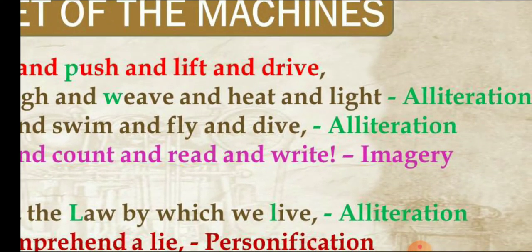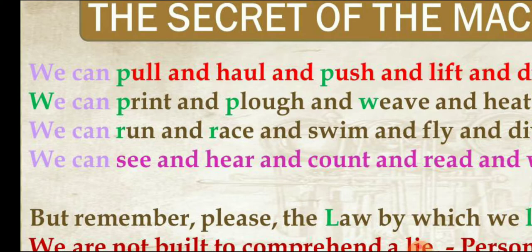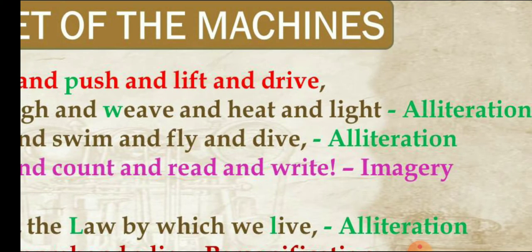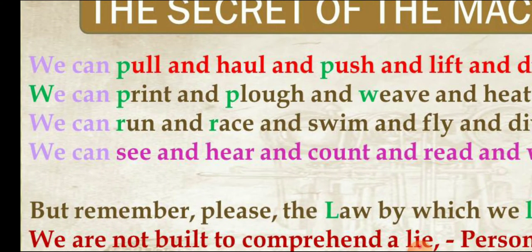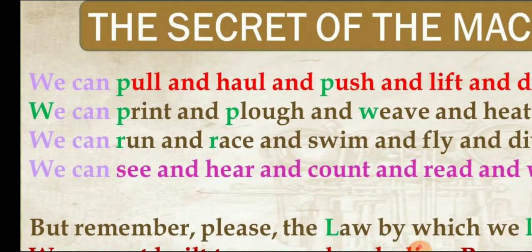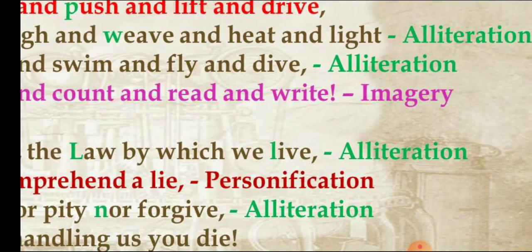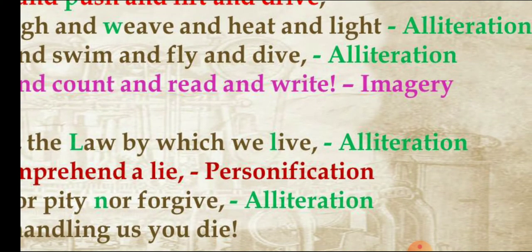And next, imagery. We can see and hear and count and read and write. That is, some visual effect is created in the minds of the reader when we read this line. It gives the picture of seeing, hearing, counting, reading and writing in the minds of the reader. So, what figure of speech is employed here? Imagery.